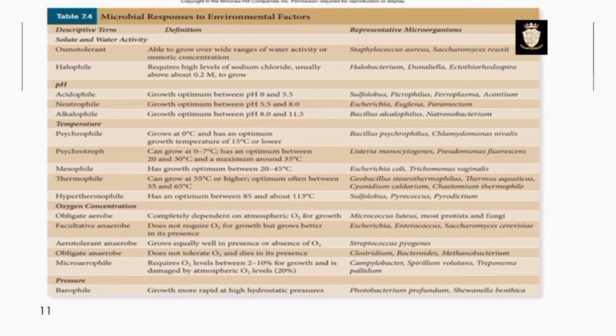Then obligate anaerobe does not tolerate oxygen and dies in its presence. Example, Clostridium. Then microaerophile requires oxygen levels of 2 to 10% for growth and is damaged by atmospheric oxygen levels, that is 20%. Then the other factor is pressure. Barophile means growth is more rapid at high hydrostatic pressure. Example, Photobacterium profundum.